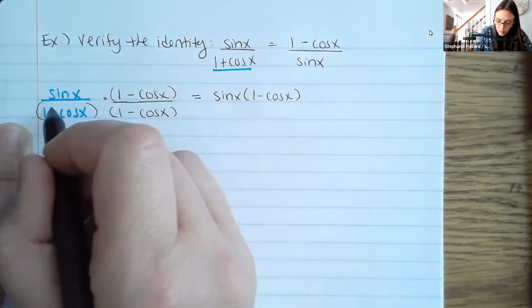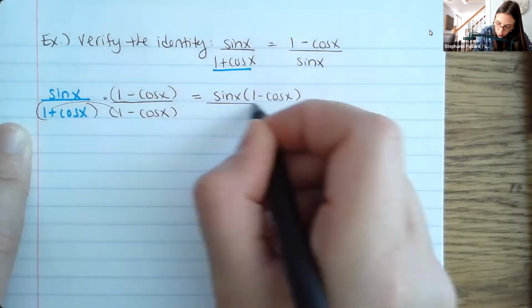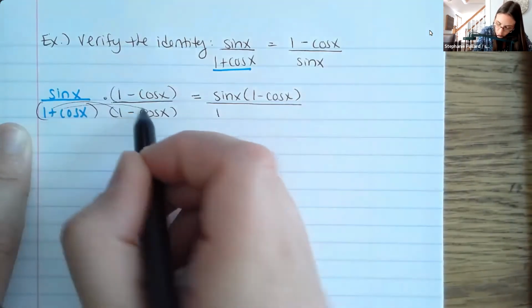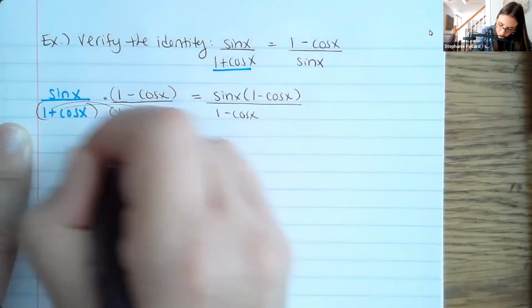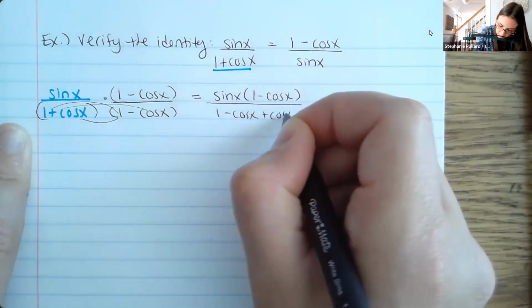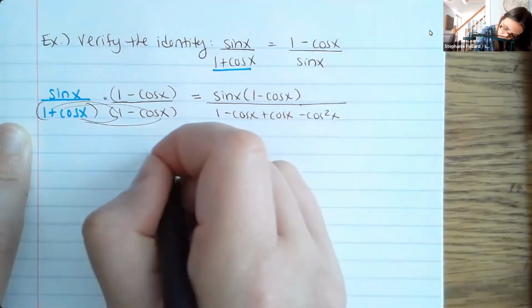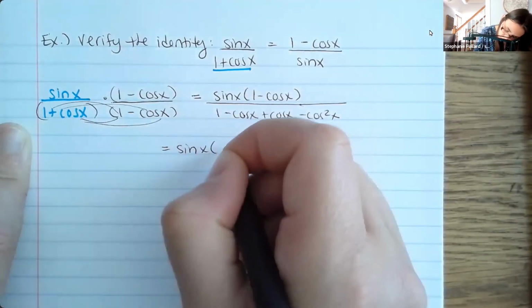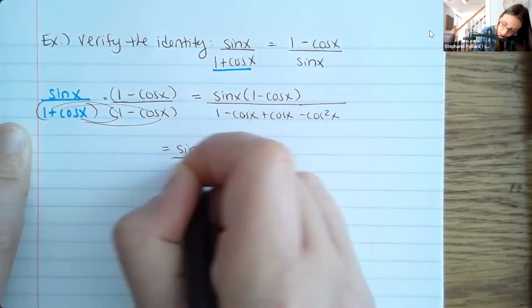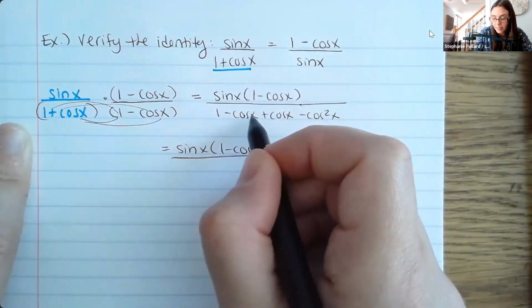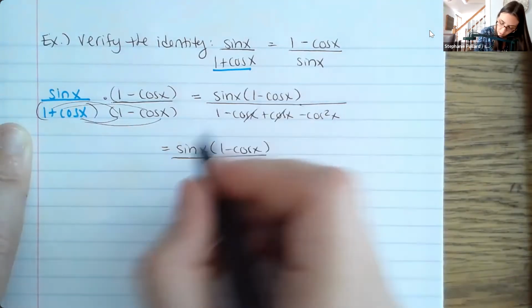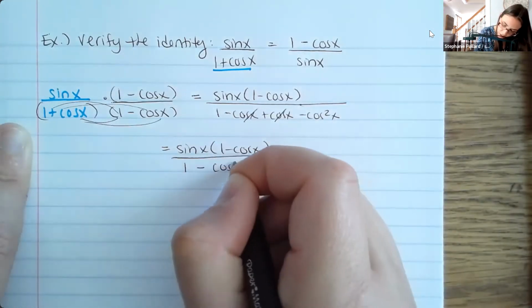So I have to FOIL this out. I have 1 times 1, which is 1. 1 times negative cosine x. 1 times positive cosine x. And then minus cosine squared x. Now here, a negative cosine plus a positive cosine are going to cancel. So this becomes 1 minus cosine squared x.